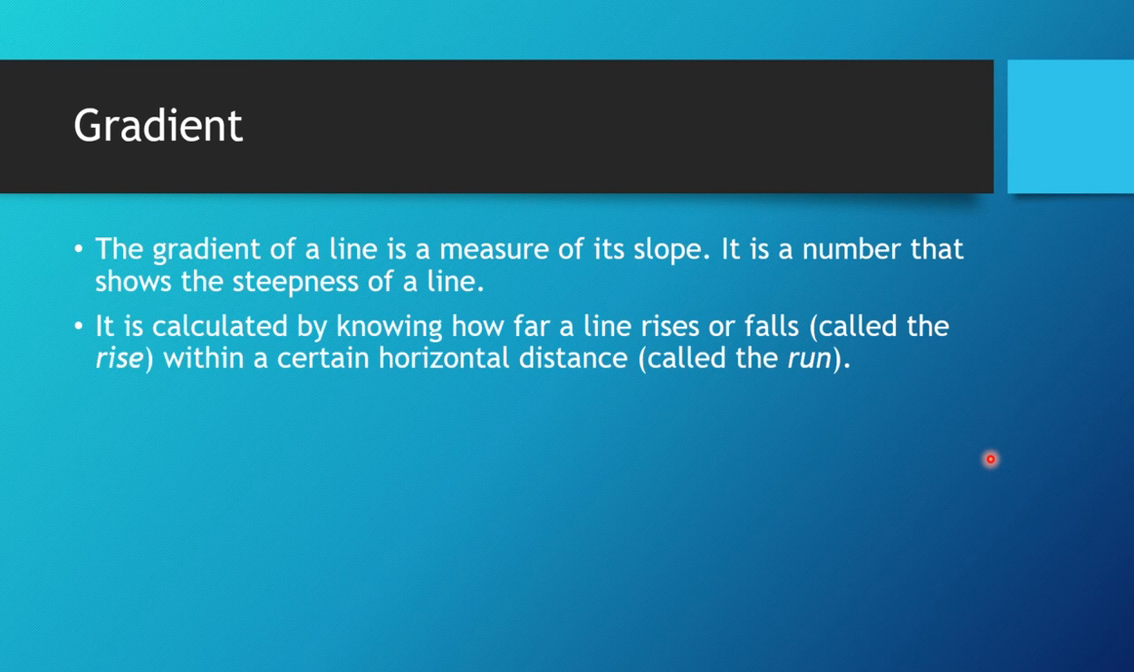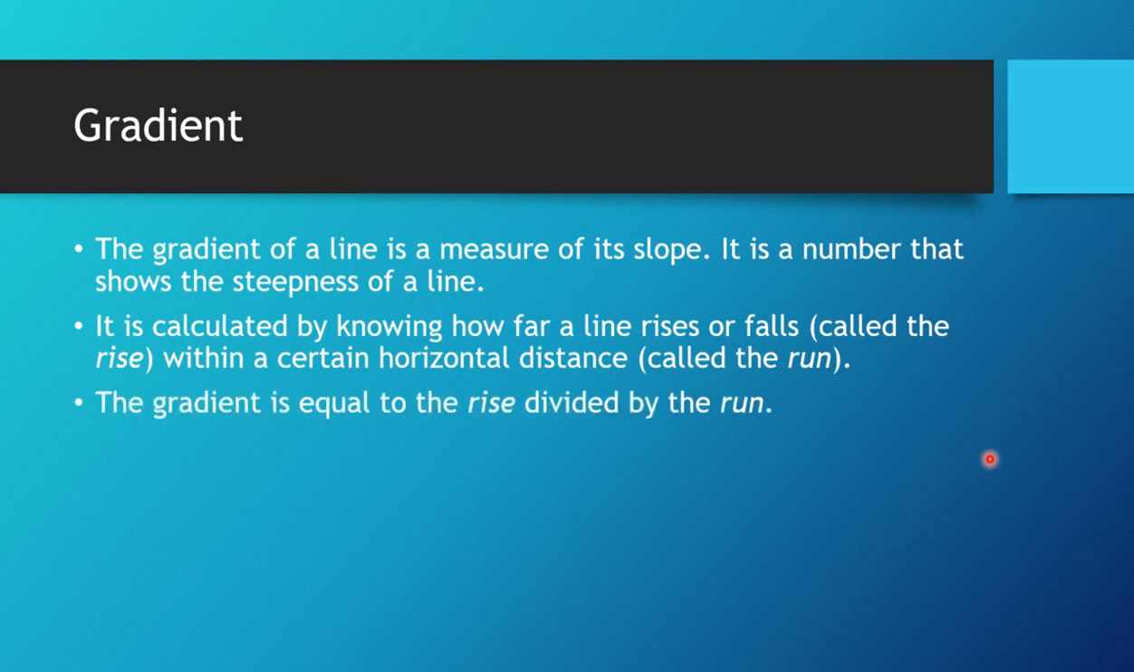If it in fact falls, then we talk about it having a negative rise. So up is positive, down is negative. And this means that our gradient, and hence also our slope, is talked about as being a positive gradient or a positive slope if it's going up, and a negative gradient or a negative slope if it's going down. The gradient is equal to how far up it goes divided by how far across to the right it goes.